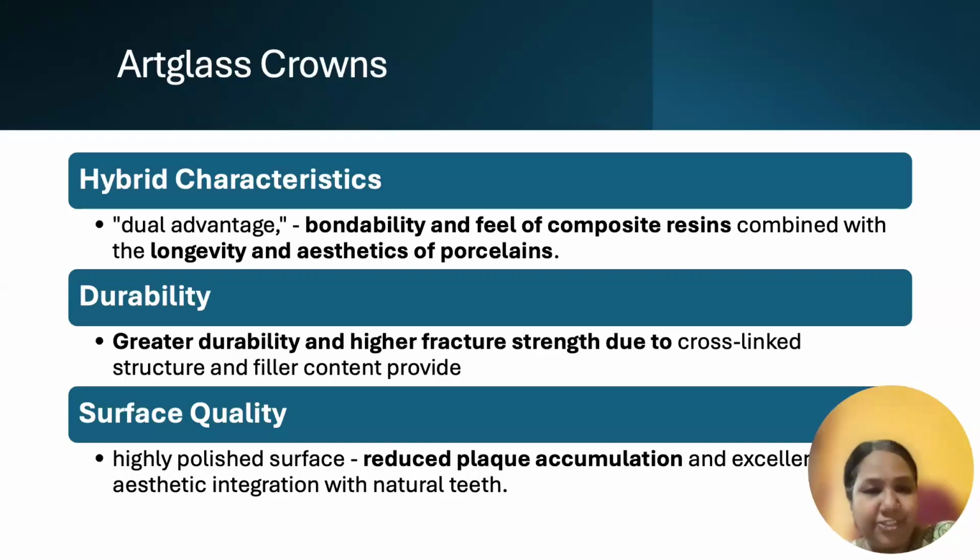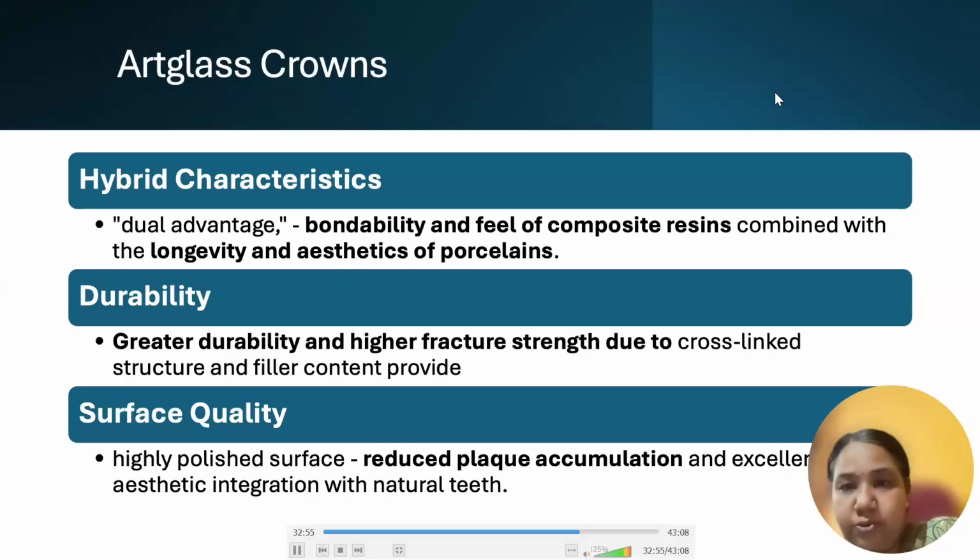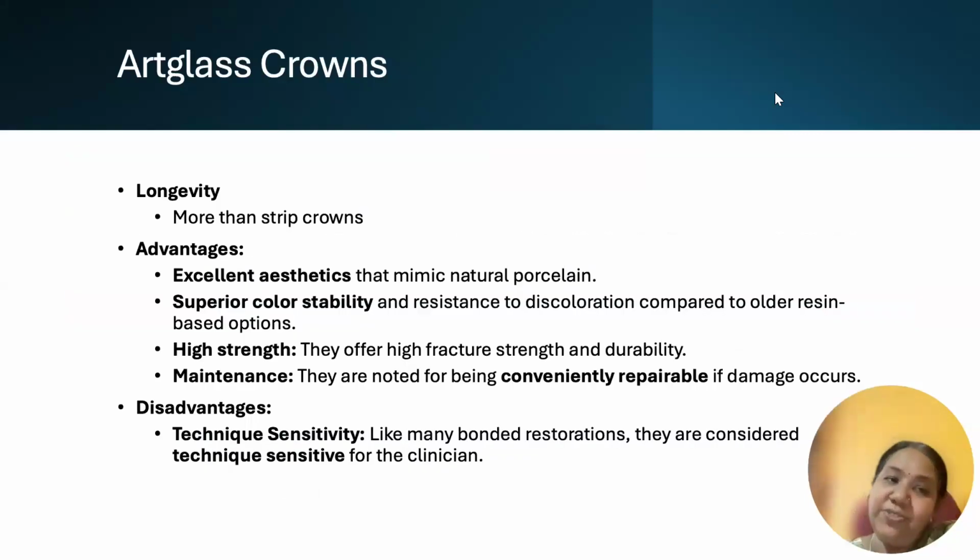It has a dual advantage because the bondability and feel of composite resins is combined with the longevity and aesthetics. Great durability, high fracture strength due to the cross-linked structure and so much filler present in it, up to 50 to 60%. It has a highly polished surface which leads to reduced plaque accumulation. The longevity of these crowns is more than strip crowns, and once again, excellent aesthetics, superior color stability, high strength, and very conveniently repairable with composite if damage occurs. Only thing, they are very technique sensitive like other bonded restorations, especially when we are working with children.